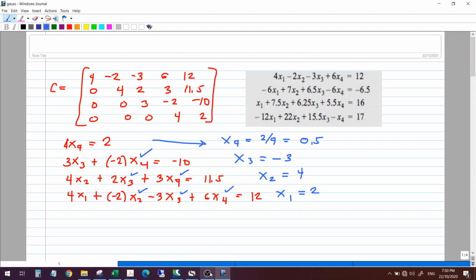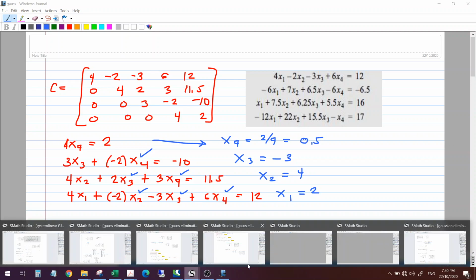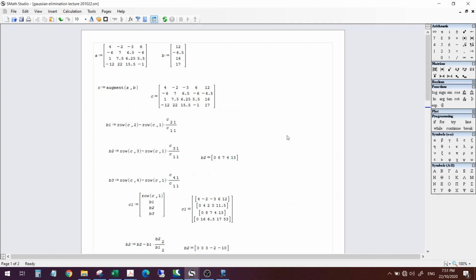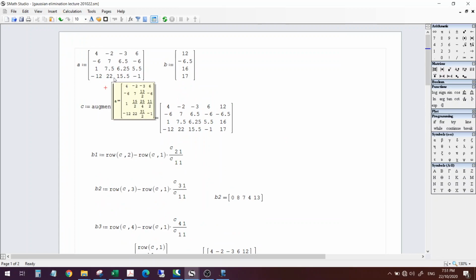Now, I will show you here an implementation of that in SMAT. So here we have the A matrix. And then we have the B matrix. Again, the command in S matrix to combine these two, A and B, is augment. Okay, augment that two matrix, we have this.